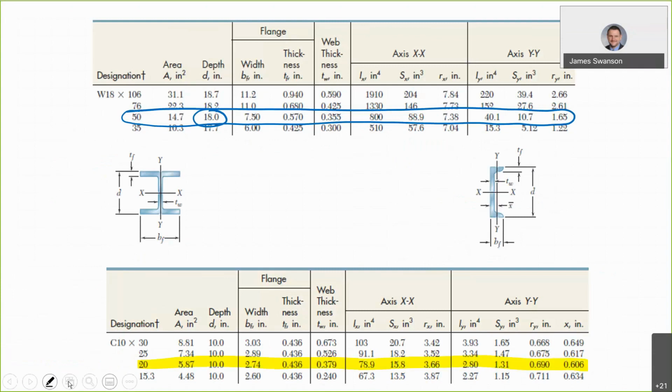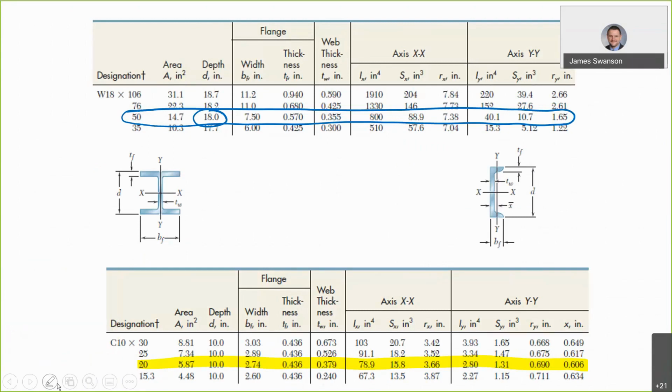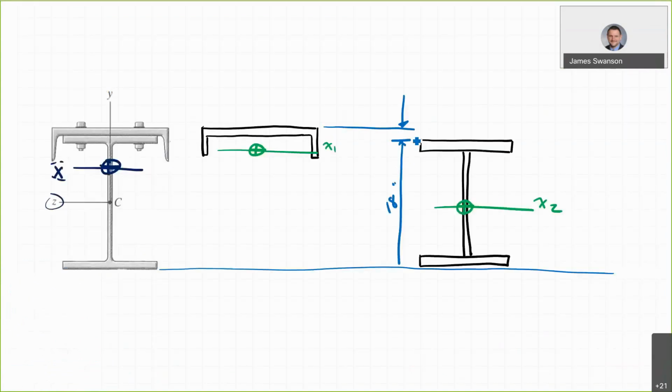Okay, and then I'm actually looking at the thickness of the web. There we go, pen. The thickness of the web is 0.379 inches. So if I go back, this value here is 0.379 inches. And then I need this dimension here to this green line.